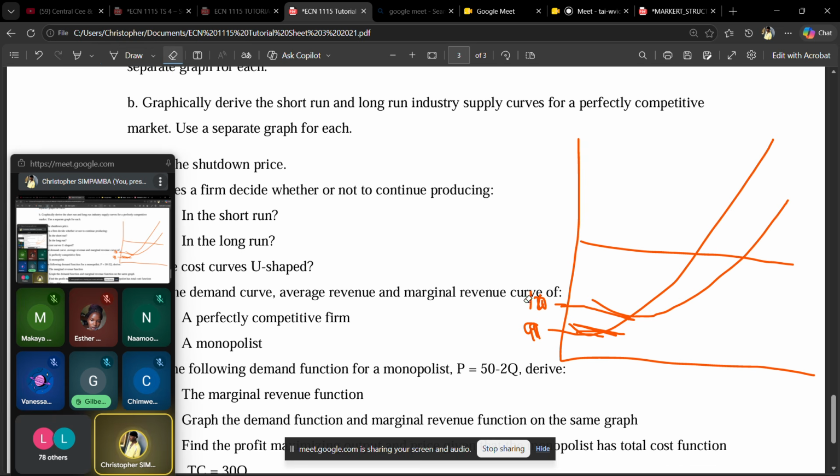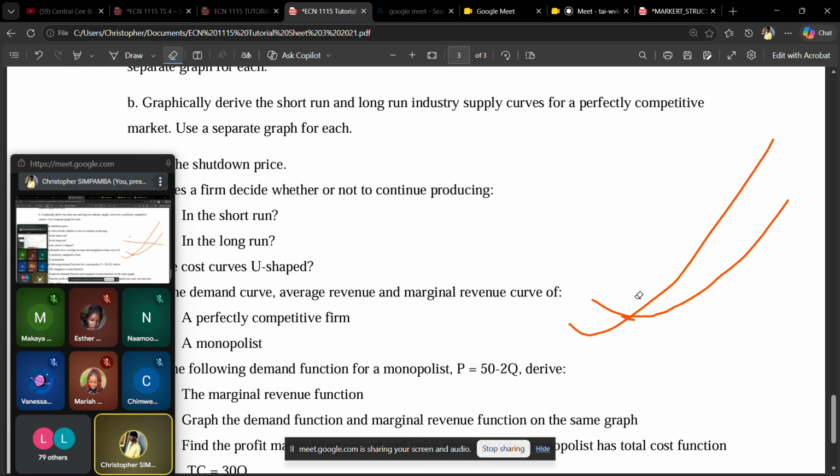Perfect. I thought you were saying it is 10 in the definition. All right, thank you. So that is that 10. The shutdown price is just the price above this, not here. So that is that. Okay. I think that is clear enough.